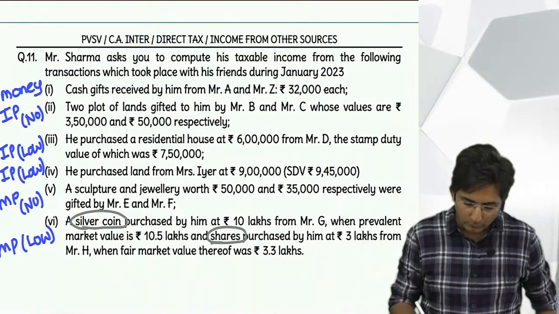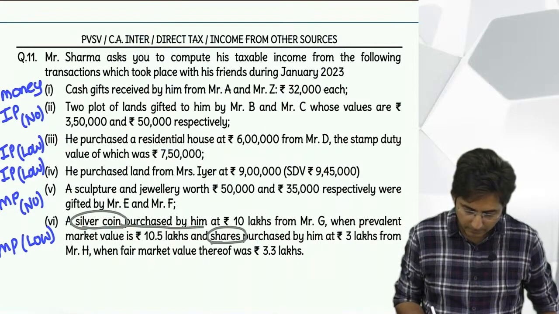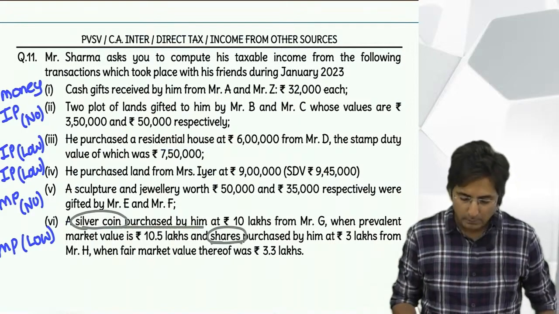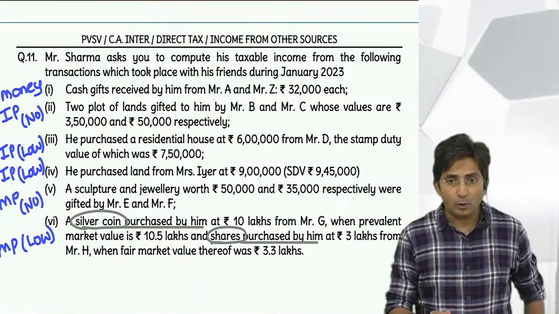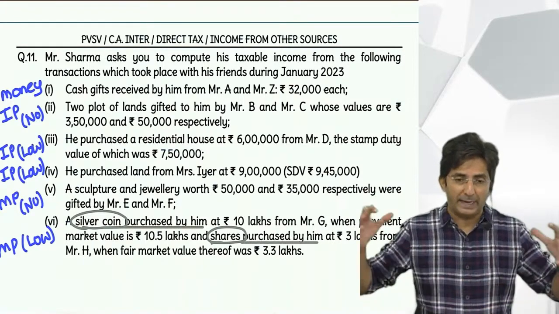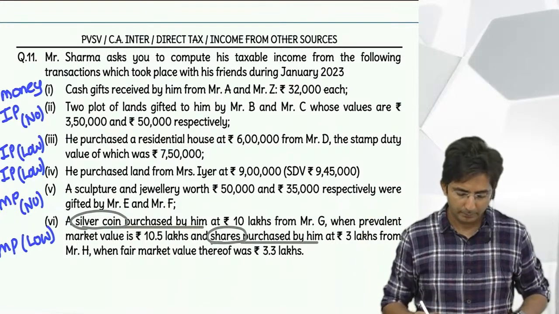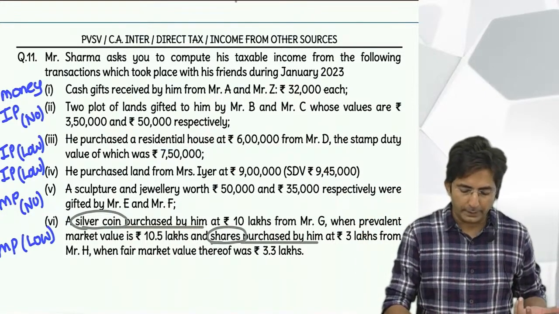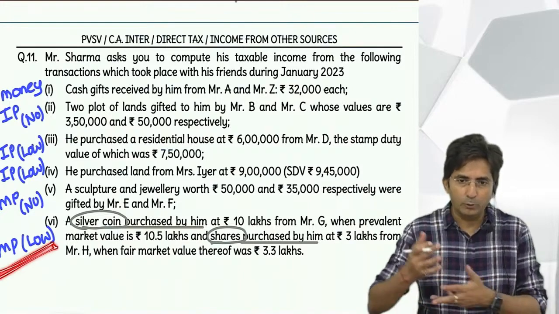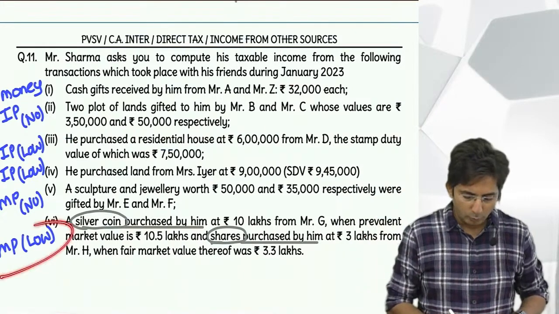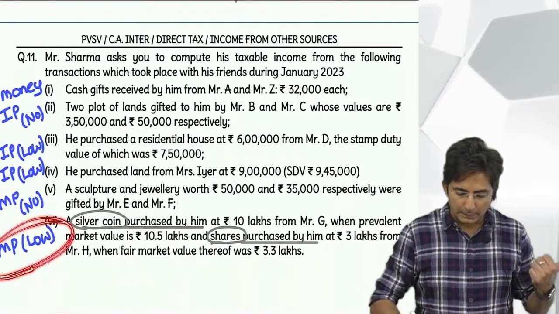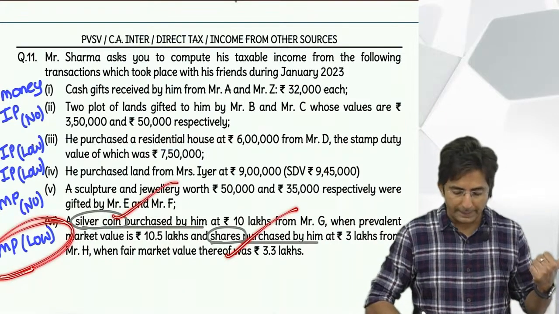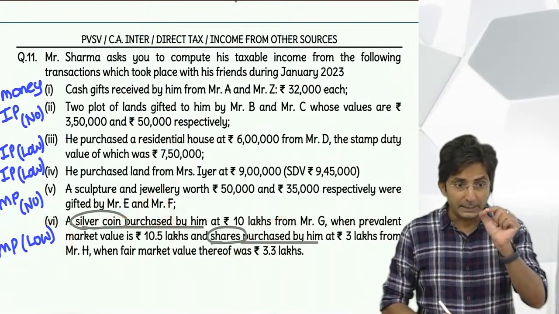But both are what? No price or low price? Low price. And what did I say? All the low price you have to aggregate. Okay, in movable properties. Yes. Immovable property we go property wise. Okay. So movable property and both are low price. So combine.